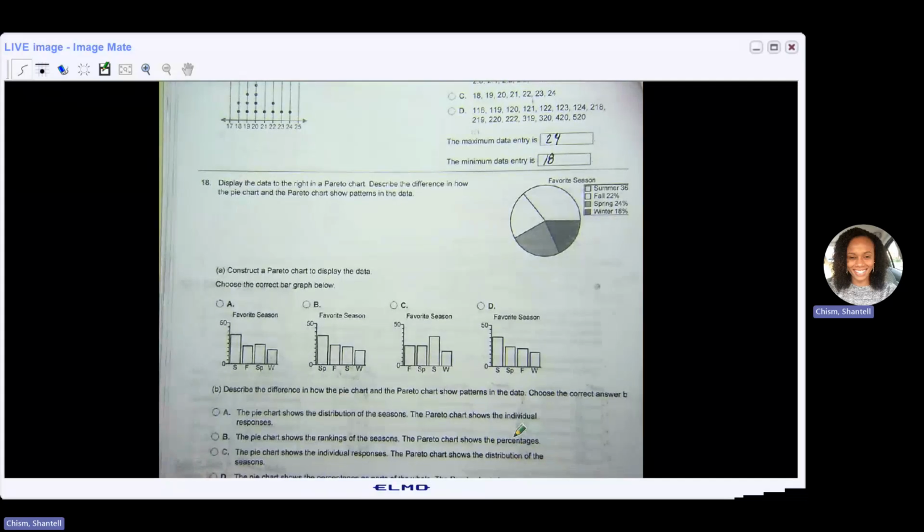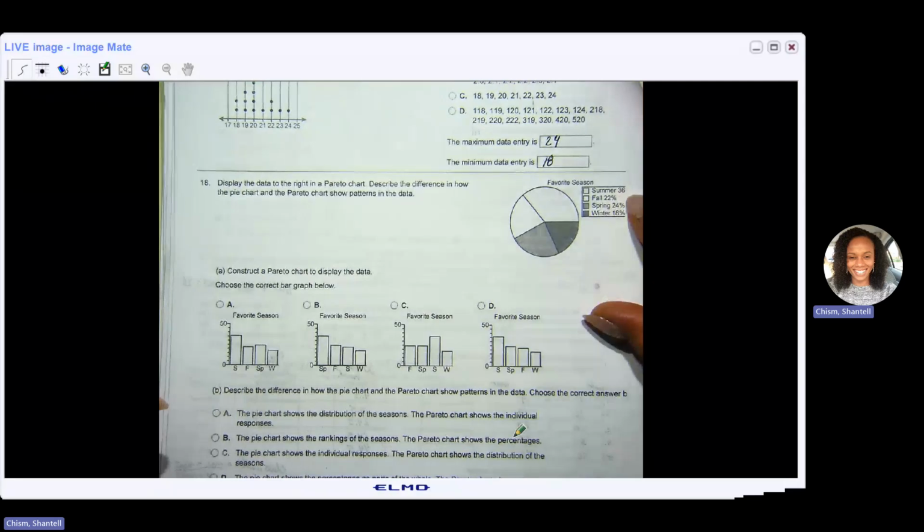This one, again, we've seen this problem as well. We are asked to display the data in a Pareto chart. It's given as a circle graph. A Pareto chart is just a special bar graph where the bars are listed in descending order. So we're going to start with the one that has the highest percent. That would be summer, it looks like, at 36. Then we have spring, and we're using SP to represent spring. So summer, then spring, then fall, and then winter. So that would be D.